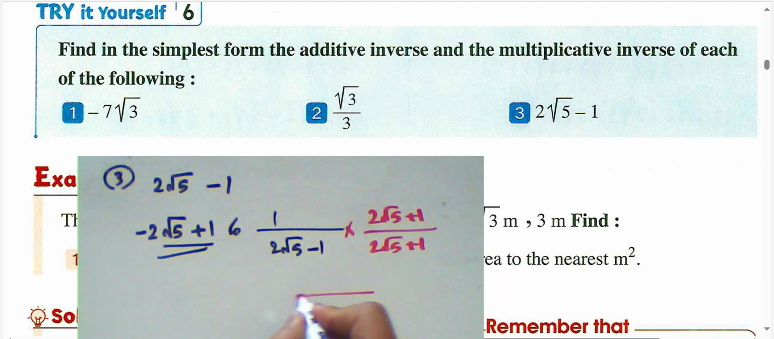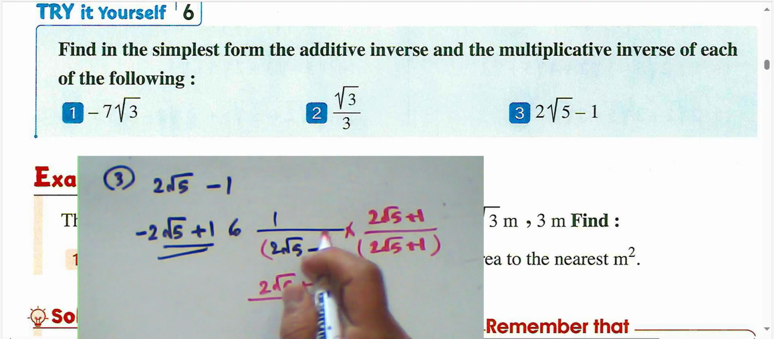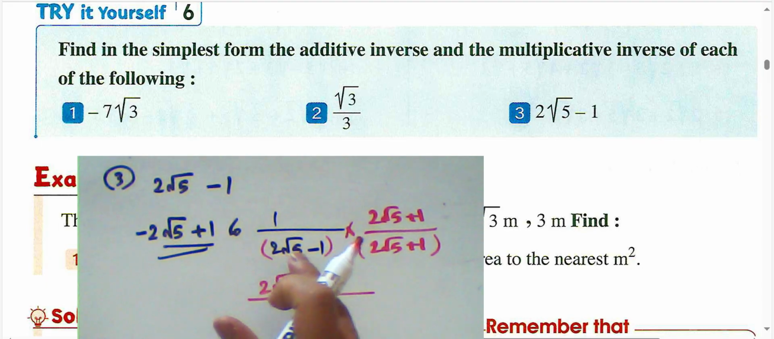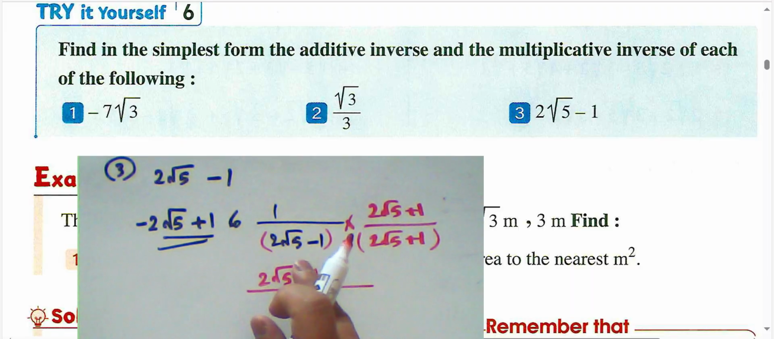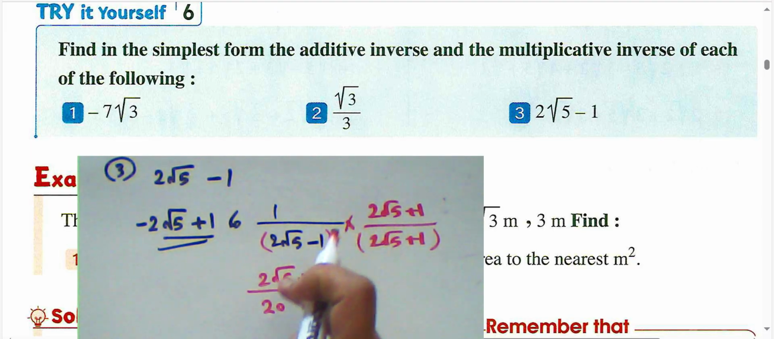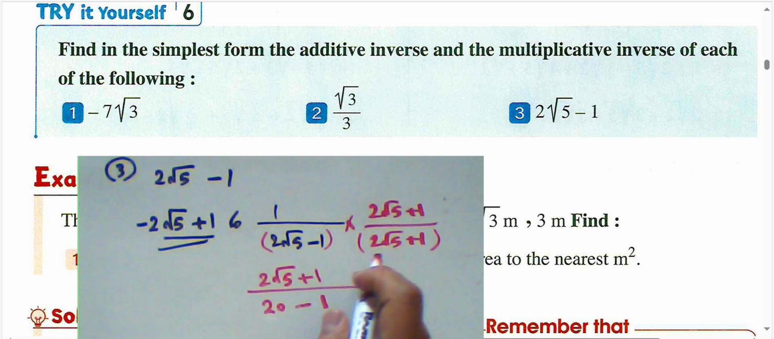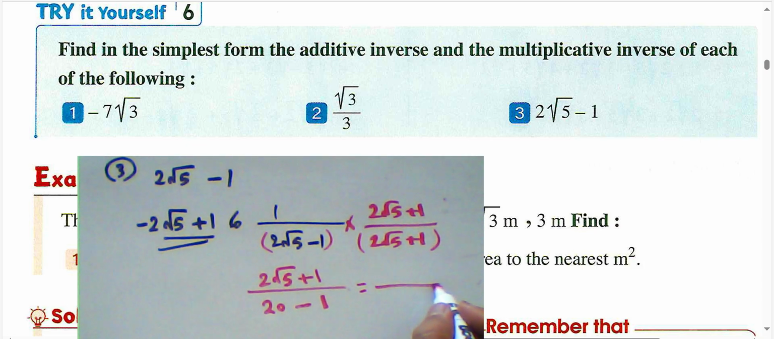Write 1 times the numerator, it will be 2 root 5 plus 1, and in the denominator we have the conjugate. To multiply the conjugate, first by first and second by second. 2 root 5 times 2 root 5: 2 times 2 is 4, root 5 times root 5 is 5, 5 times 4 is 20. Negative 1 times 1 equals negative 1, so the result will be 20 minus 1 equal 19. It's the simplest form for this example.